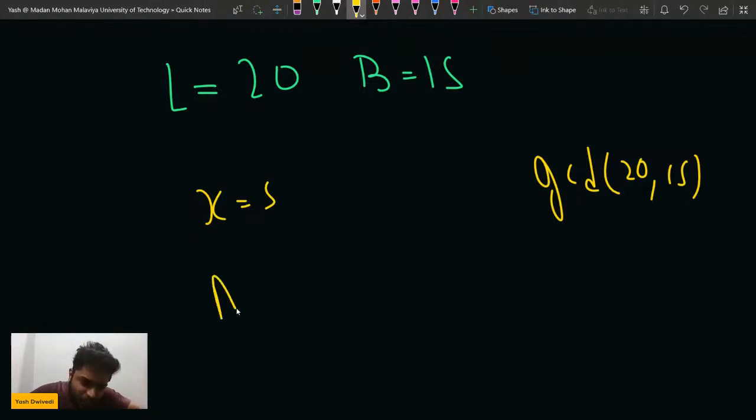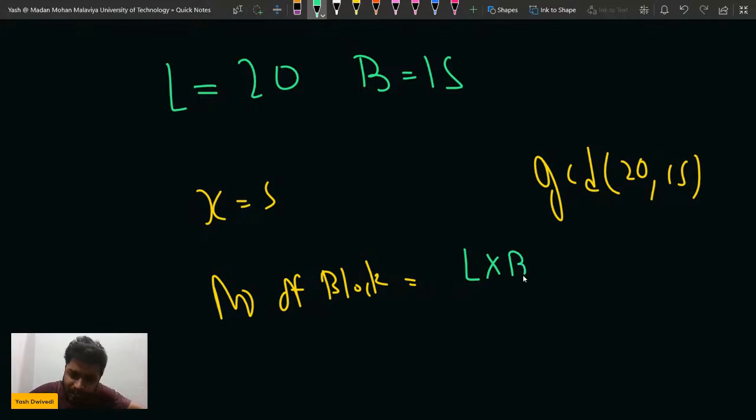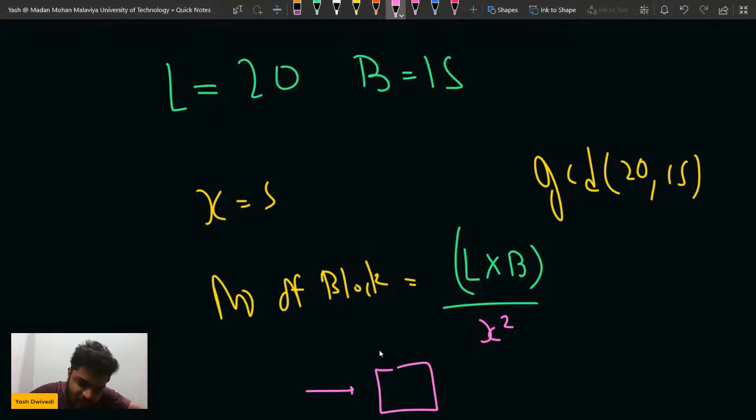Okay, and the number of blocks that will be required will be what? The number of blocks required is nothing but the area, that is length into breadth, divided by the area occupied by a particular square. So X is the side of the square, and the block size will be X, obviously, right? The length of the square will be X.